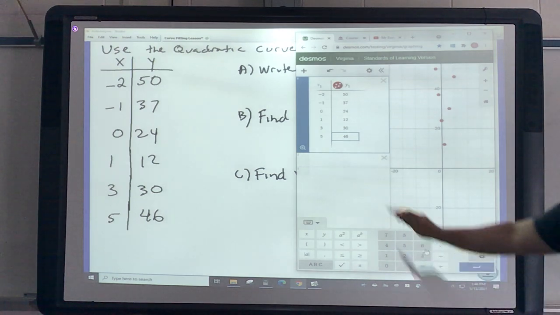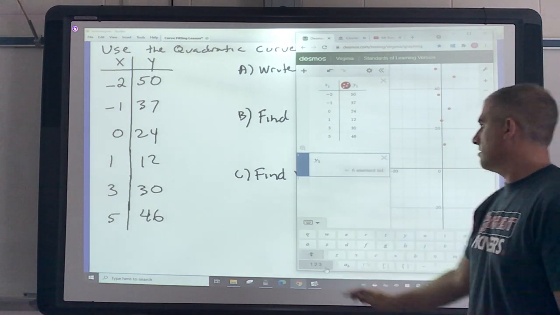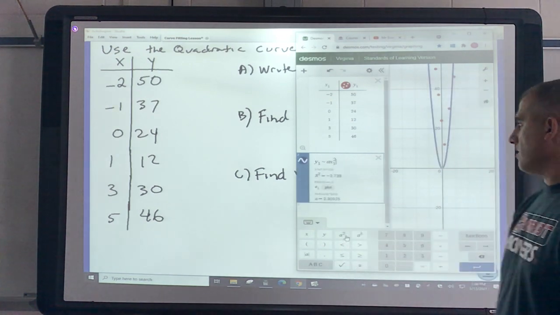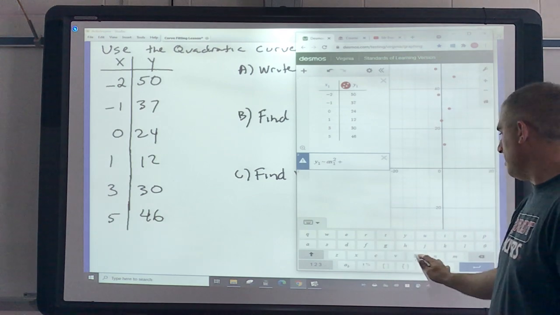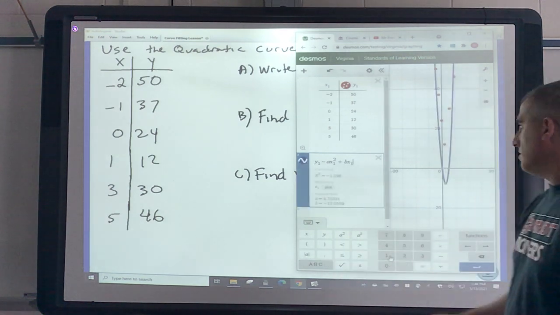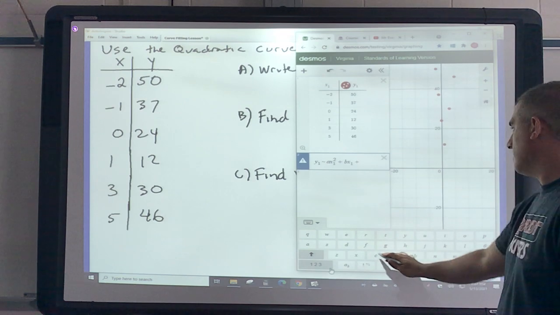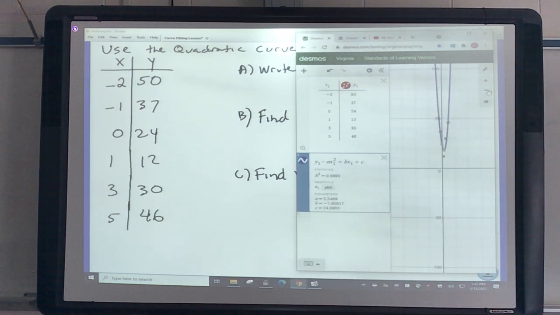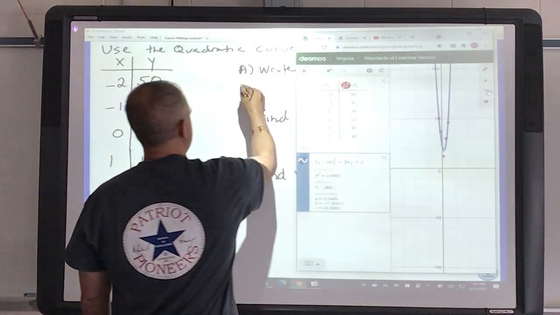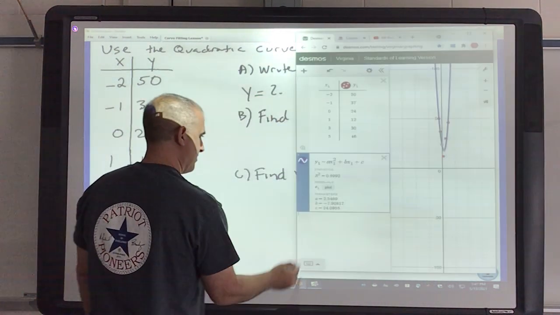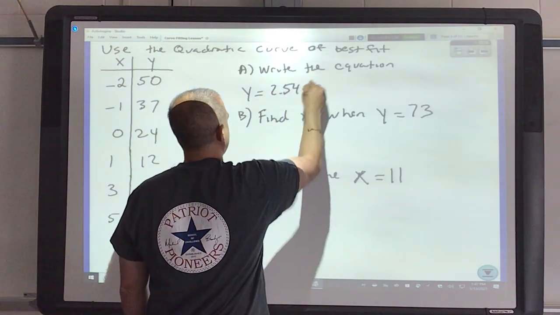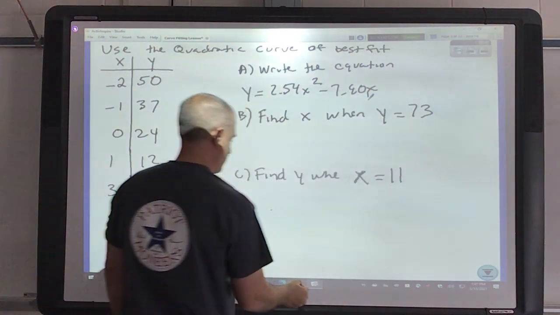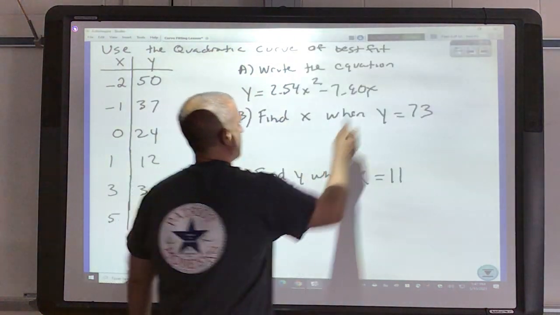Now I've got to type in the equation. y1, the curvy thing, ax1 squared, plus bx1 plus c. I'm going to zoom out a little bit so I can see it. All right, my equation is right here. y equals 2.54 x squared minus 7.90 x plus 24.09.